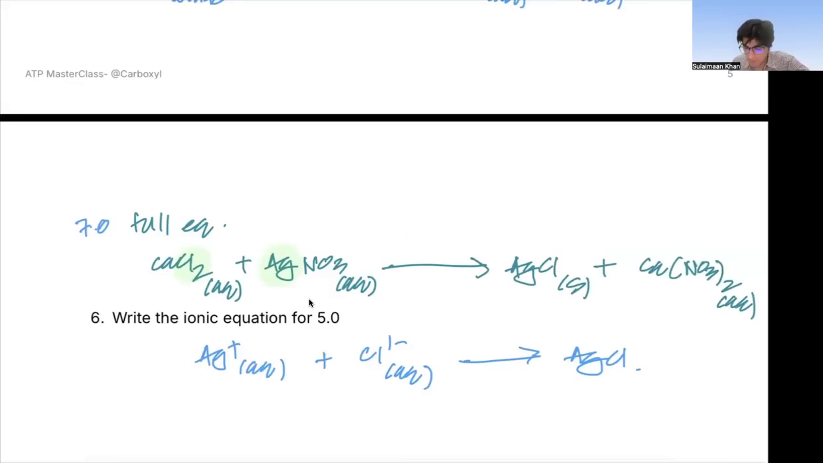So that's the full equation. If they ever ask for the full equation, this is the full equation. And how are you able to write it?